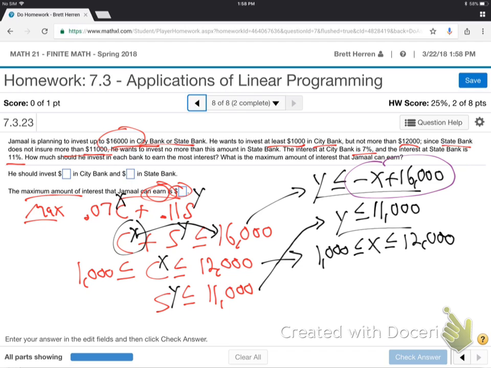So this will be y1. This one will be y2. Let's type it in on our graphing calculator, and we'll have no y3 at all. So y1 is negative x plus 16,000. y2 is 11,000. We have no y3 at all. I'll just leave my calculator where it was before. Hit graph, and I see absolutely nothing. Is that what you're getting?